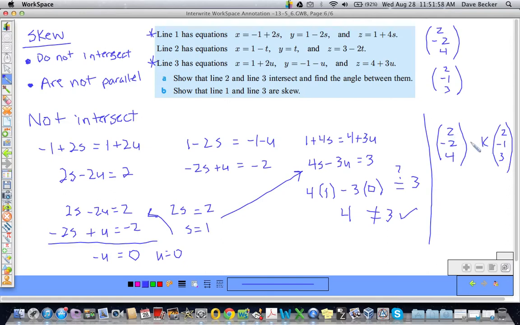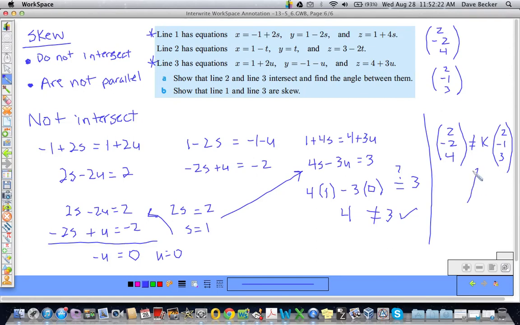Take the x's. What would k equal in order for the 2's to be equal? Well, k would equal 1, because 1 times 2 is 2. But if k equals 1, 1 times -1 is not -2. So there you have it. There is no possibility of them being multiples of one another. Therefore, they are not parallel.